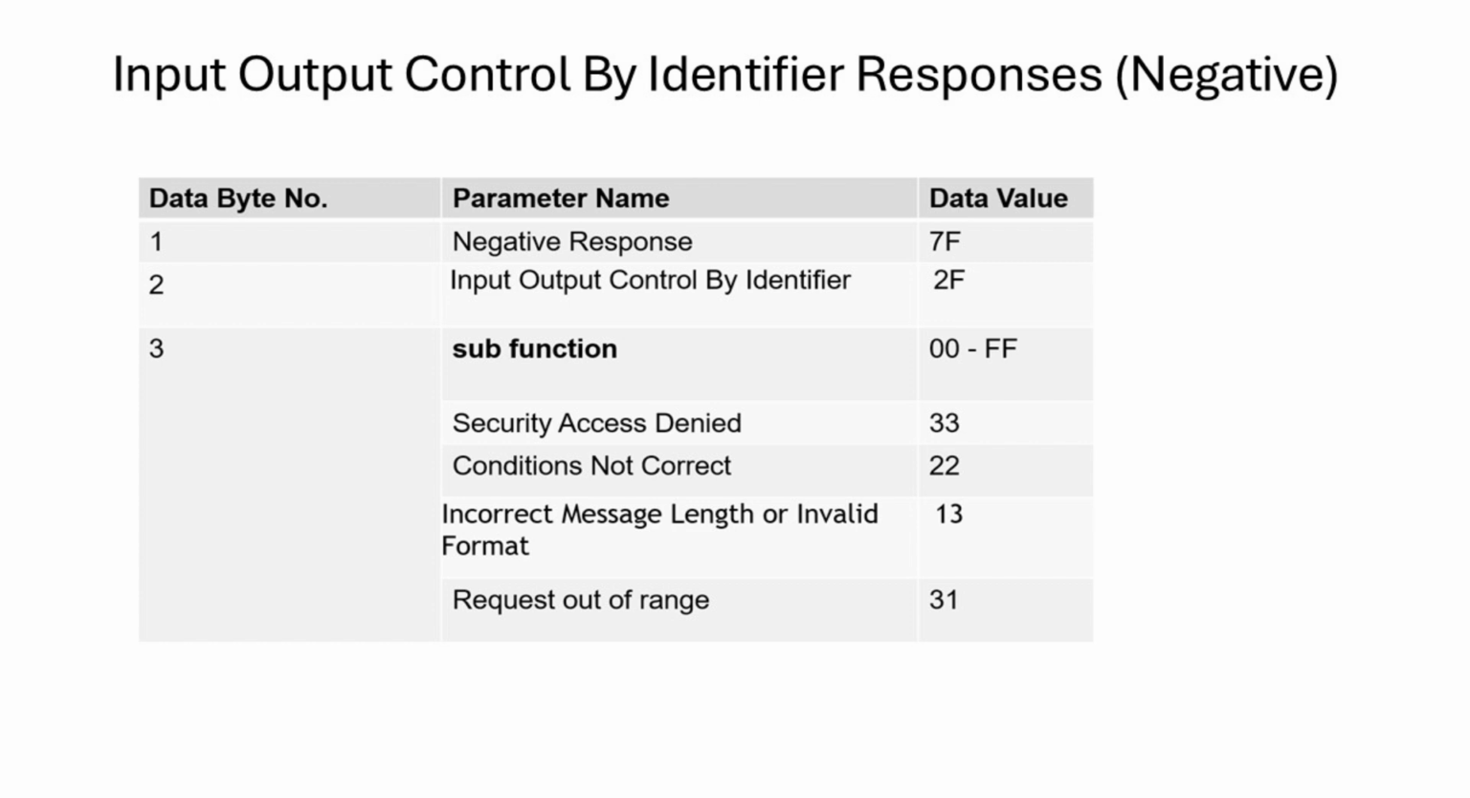Incorrect message length or invalid format, 13. If the format is wrong, then you will get this 13. And request out of range. If the service is not implemented in the software but you're accessing it, then you will get this request out of range.